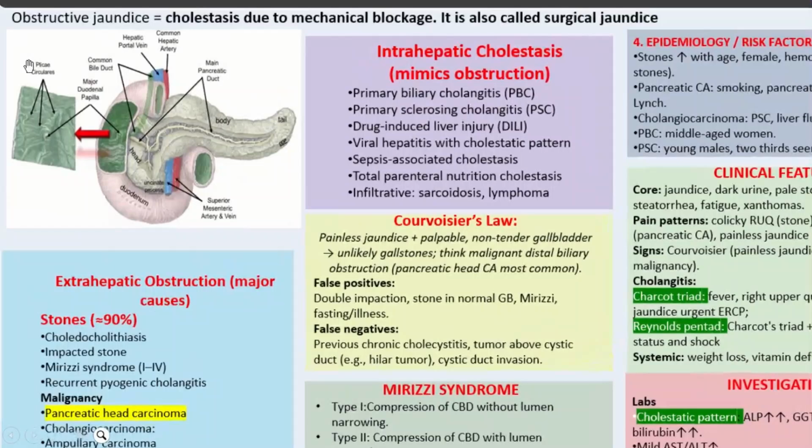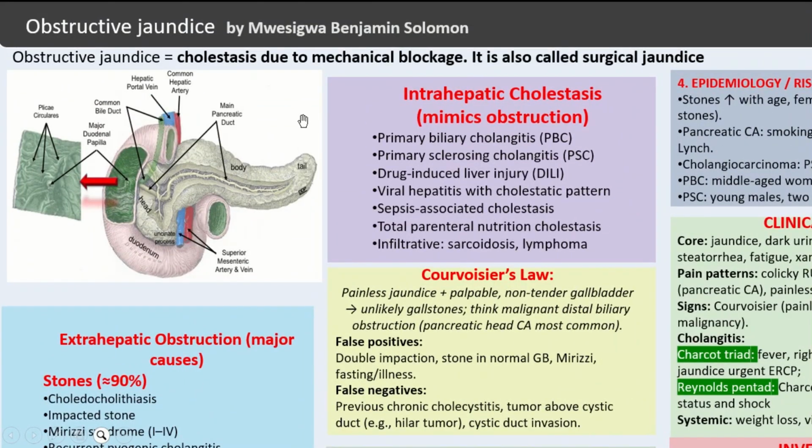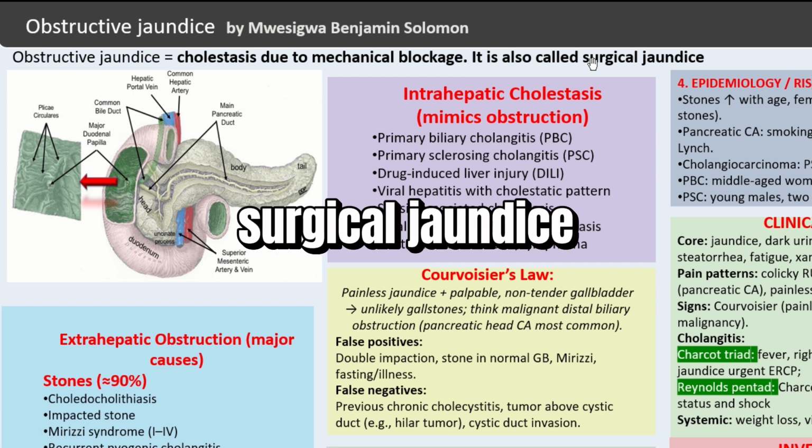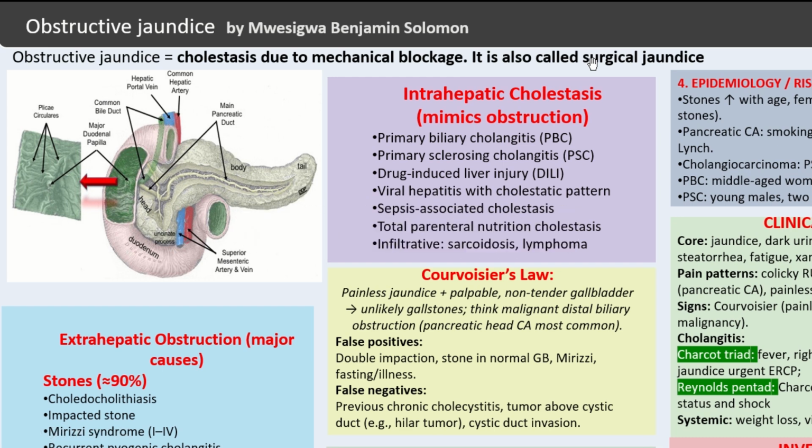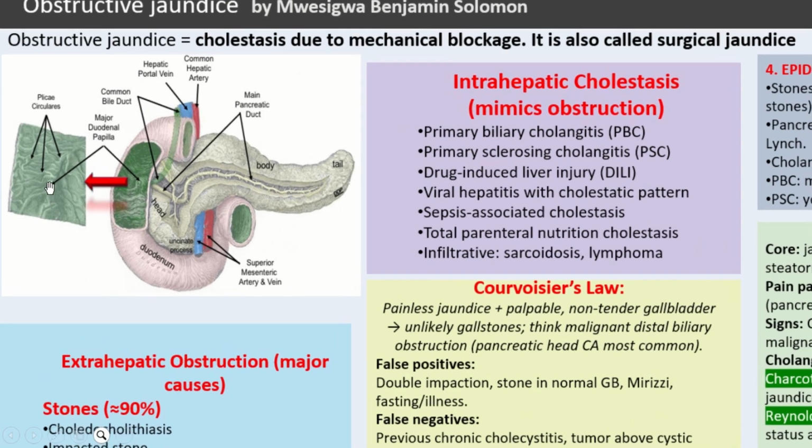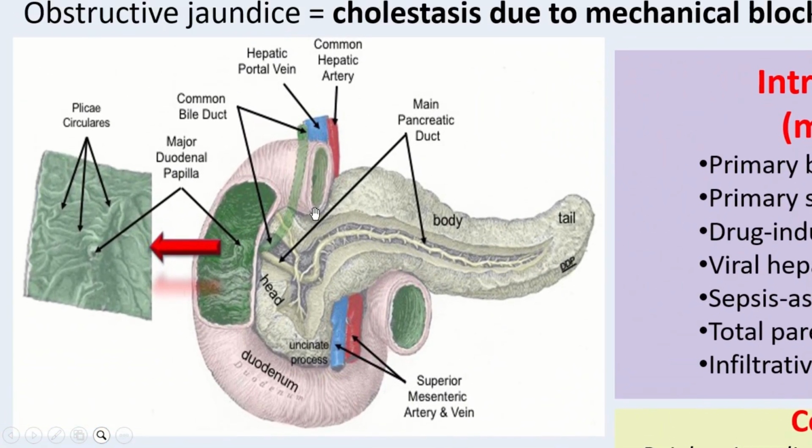So when you look at obstructive jaundice, this is when we have cholestasis, or we are not having the movement of bile due to a mechanical obstruction. And in some books, it is also known as surgical jaundice because most of the times the management is going to be relieving of that obstruction surgically. So just to review a bit about the anatomy.